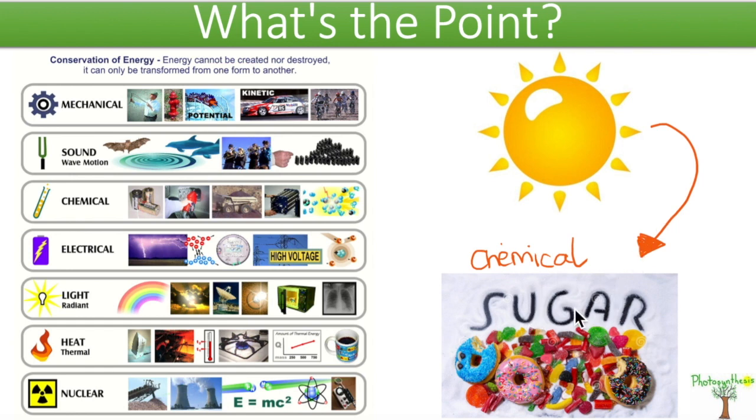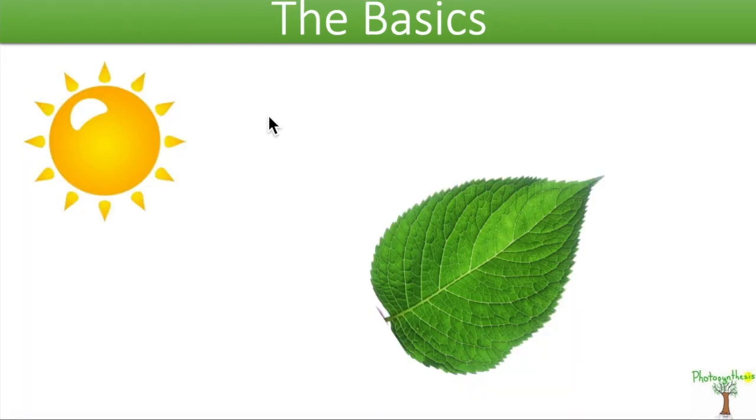And we can eat plants that have made this sugar, or we can eat other animals that have eaten plants that have made this sugar. So that's why plants do photosynthesis and why it's so important. Okay, so now we know why we do photosynthesis. The next question is, how does it happen?